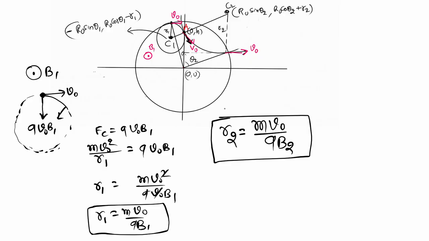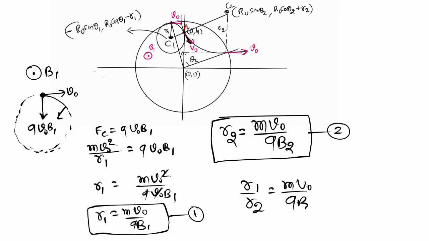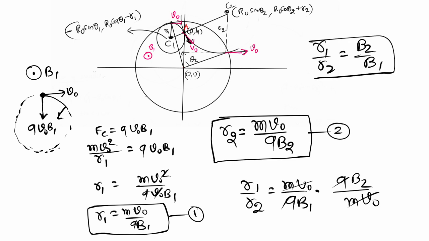We have to find out what B2 is. From the first and the second findings, if I divide the first by the second, I will get R1 by R2 is equal to B2 by B1. That means if I find R1 by R2 in terms of B1, maybe we can find out what B2 is. So let's find that now.